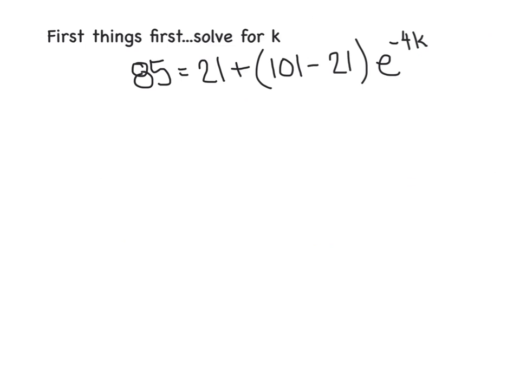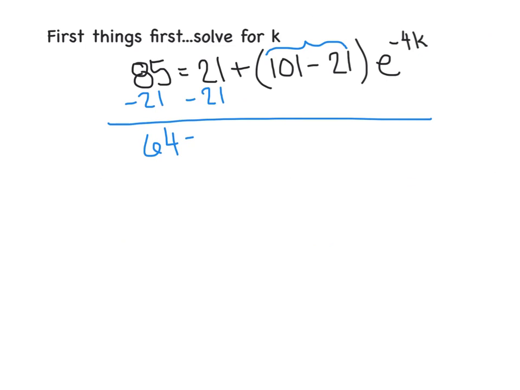A couple of things that may catch your eye right off the bat here: I think we could combine these two terms together. And at the same time, I'm going to subtract this 21 to the other side. So I've got 64 equals, and then if I subtract this 101 and the 21, I should get 80 times e to the negative 4k power.